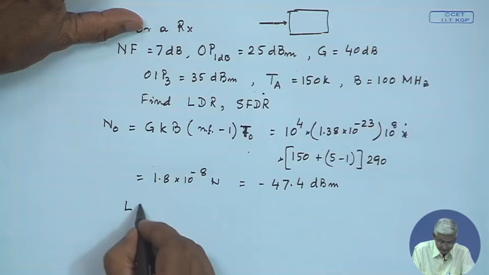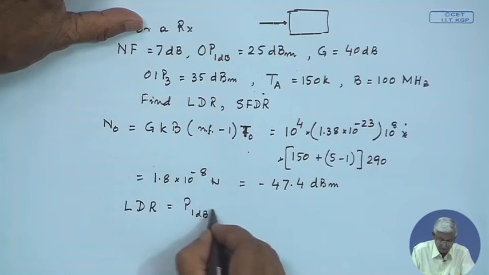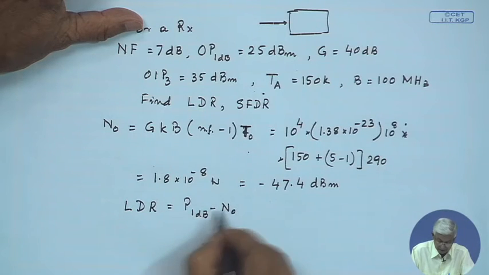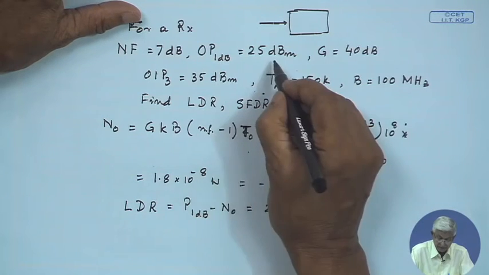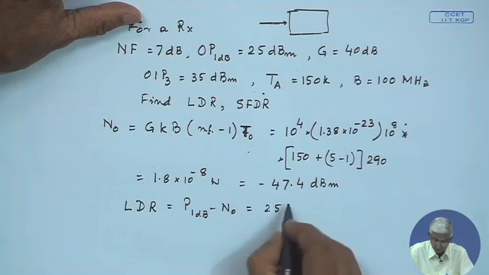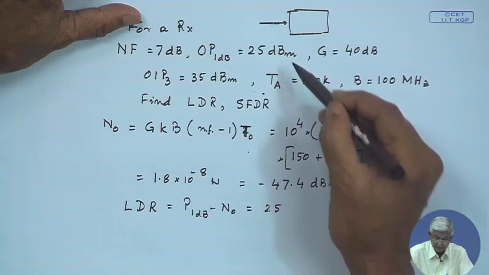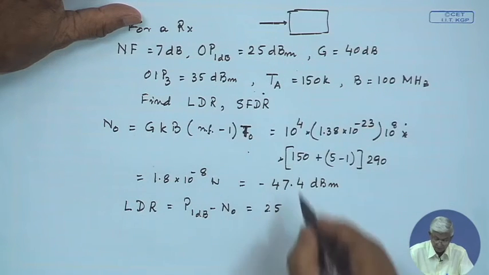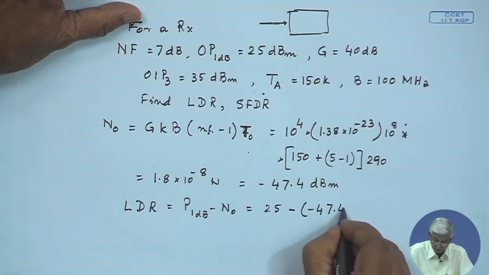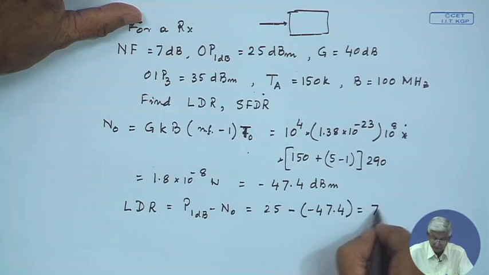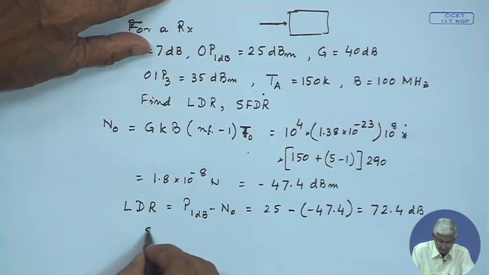So, the LDR value will become P 1 dB compression point minus N0 in dB. Now, this is 25, which is given as 25 dBm, and this is also in dBm. You have to remember to convert, if this is in dBm, this also has to be dBm. If this is in dBW, convert into dBW. So, both of them should be the same. This minus 47.4, and that becomes 72.4 dB.